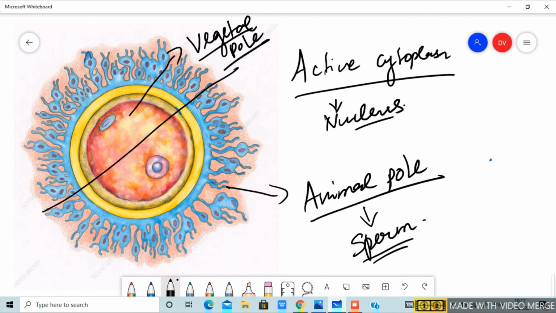Alright children, and then the animal pole is where the sperm penetrates, so that it becomes easy for it to fuse with the nucleus.